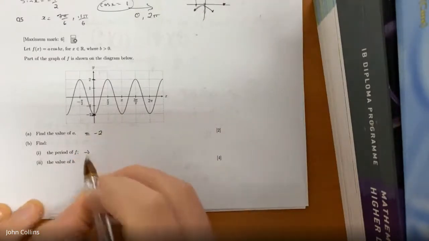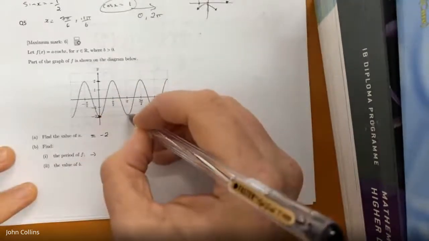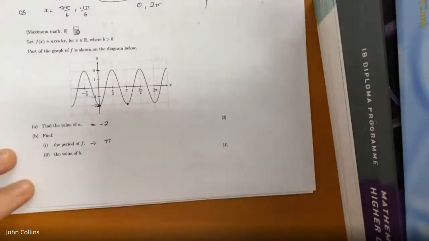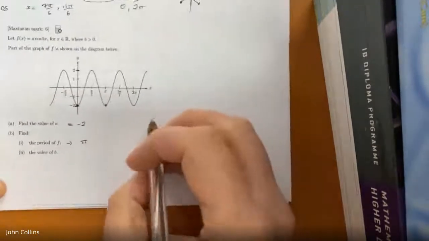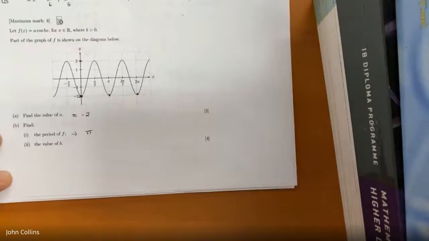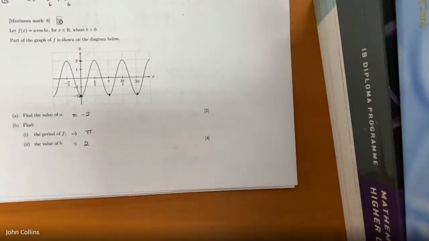The period of the function, well, you can just read that off the graph. Where does it hit the same point again? It's just pi. If you wanted, you could work it out. And the value of B, well, you can use the formula, or you can think, they fitted 2 periods in where they normally would fit 1, so that means B would be 2. Or you can just use your 2 pi over B formula to get 2. Either way is fine.